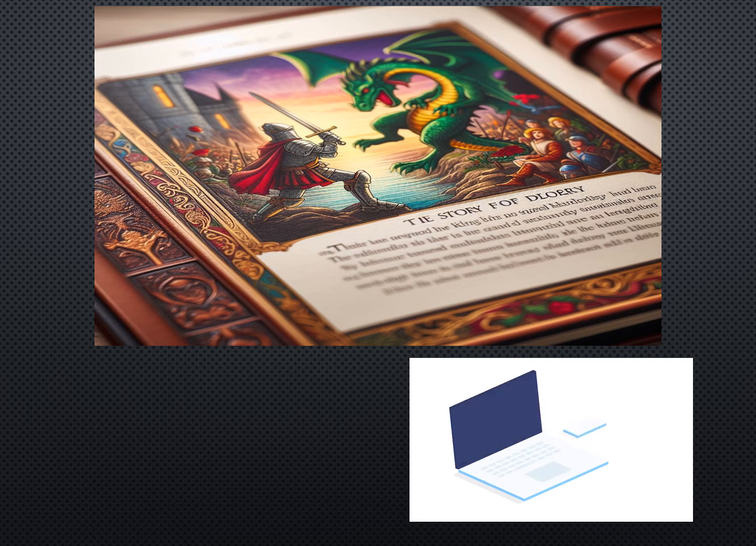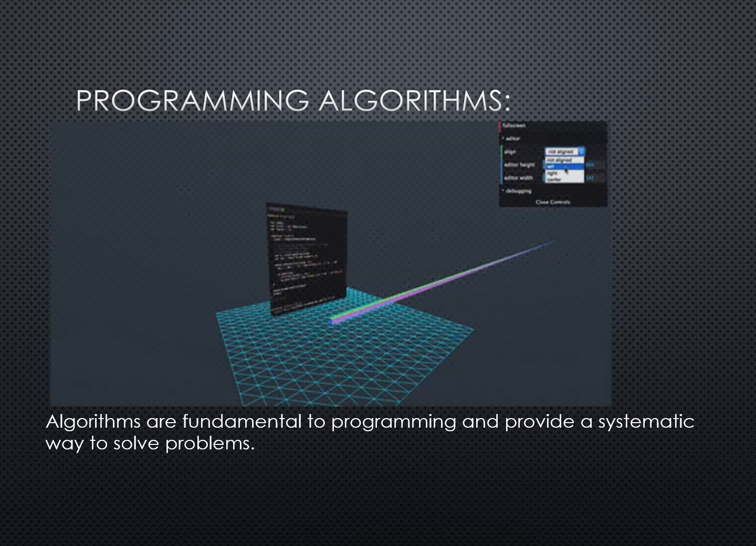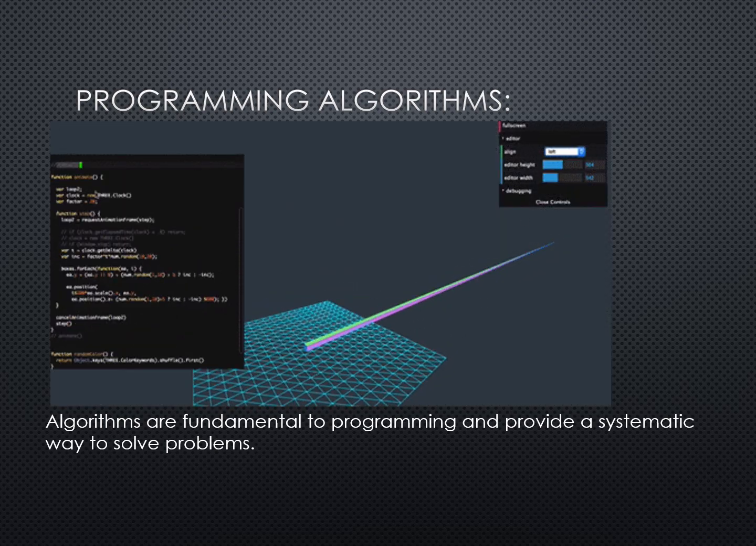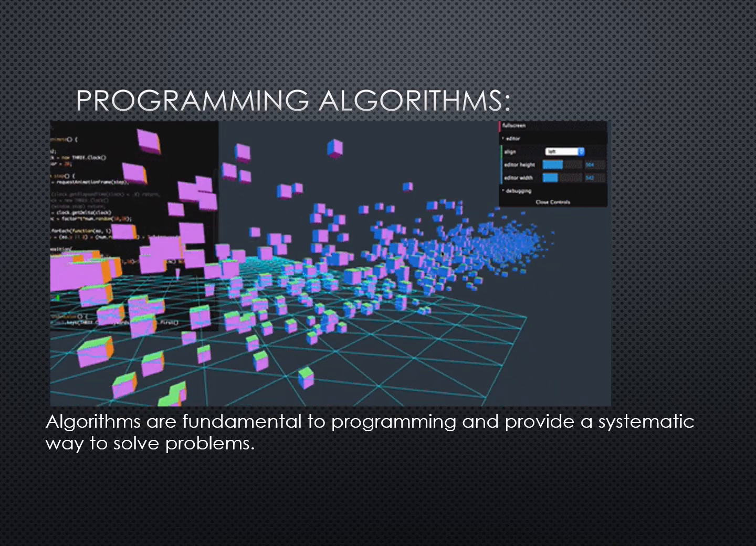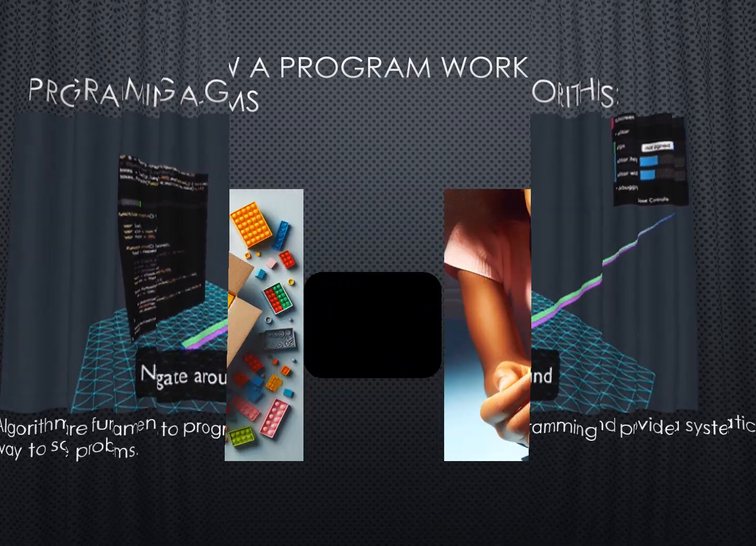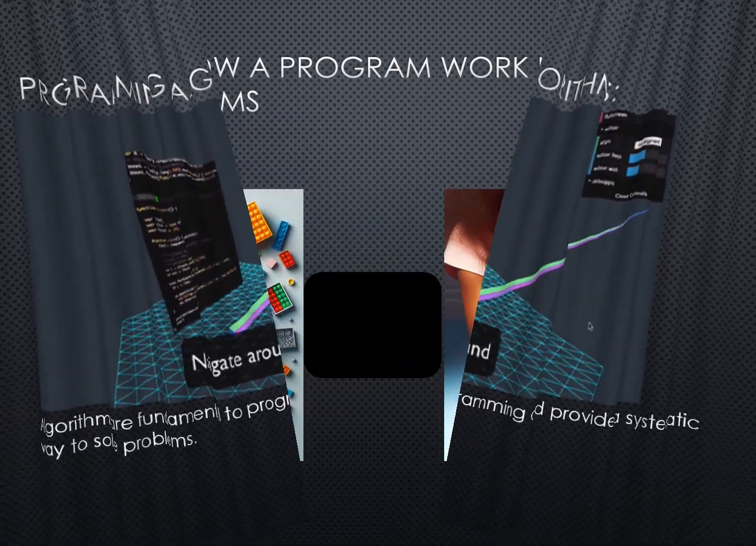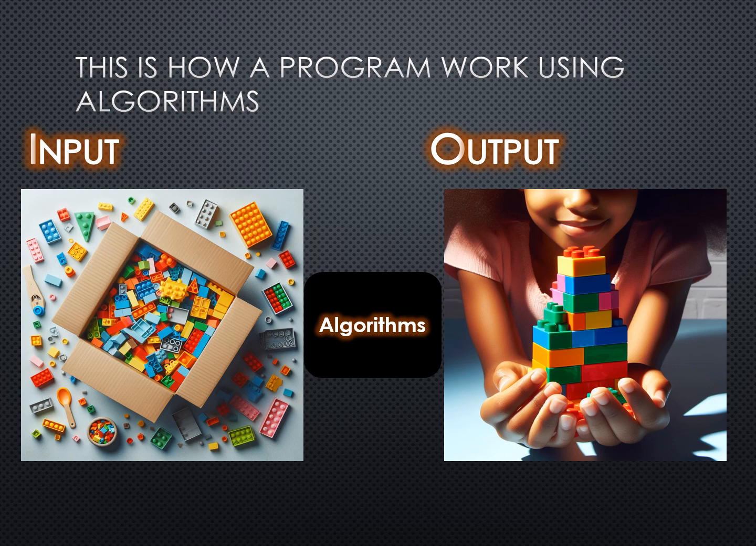Let's move into the next concept. Program algorithm. Algorithms are the basics of programming. Algorithms are a sequence of steps. Let me explain what they are. Alright, let's imagine you have a big box of colorful Lego bricks and you want to build a tower. Now, building a tower might sound easy, but you need to follow a set of steps to make sure your tower stands tall and looks cool.